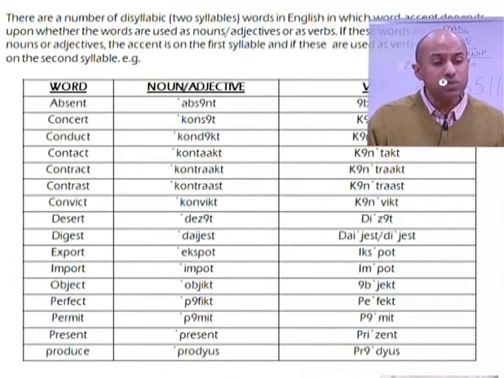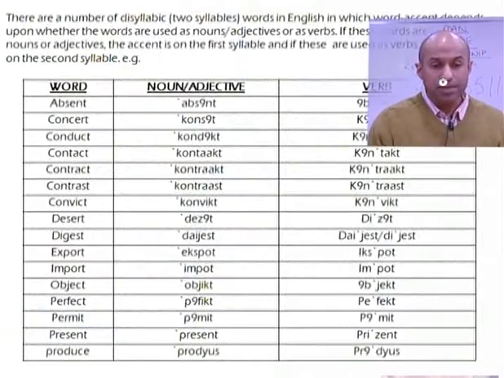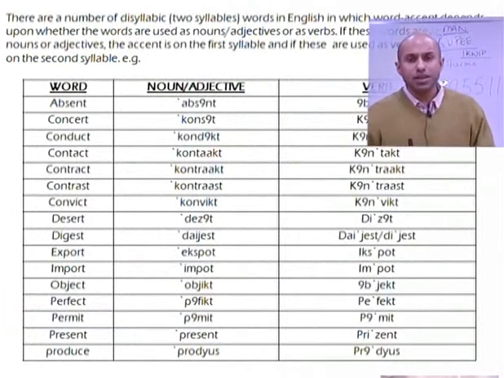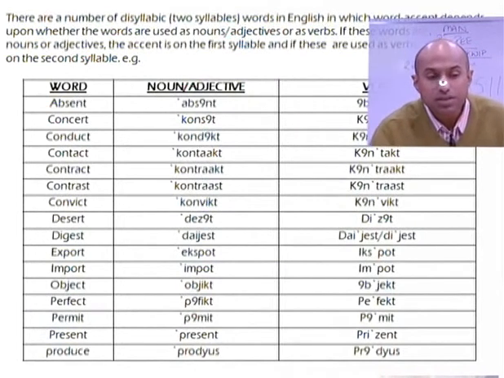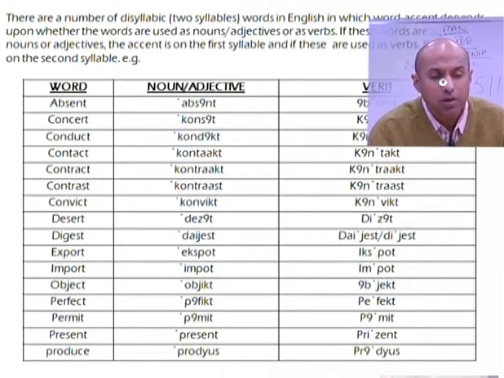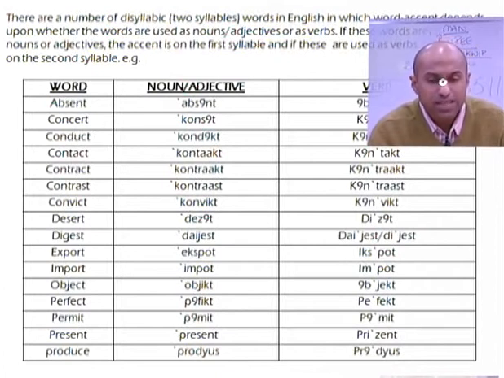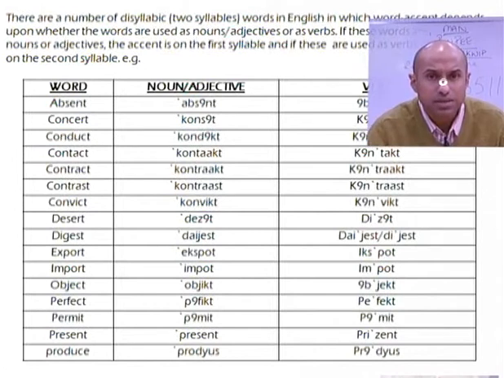Then we have all these words: export, import, object, perfect, permit, present, produce. Yes, let's just quickly look at the rest of the words and try and tell me what the meaning is of the different noun and the verb, and how will we say it. Please look at the next few words and just let me know, how do you say it differently. We have E-X-P-O-R-T. I'll say the word as a noun. Export. Okay, export. And as a verb, how will we say it?